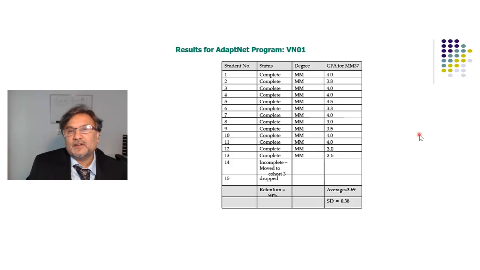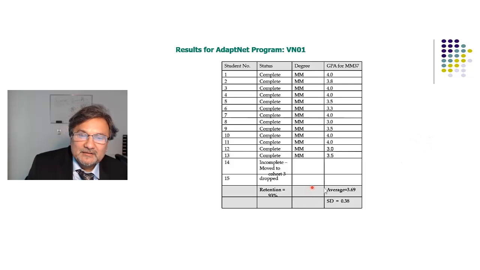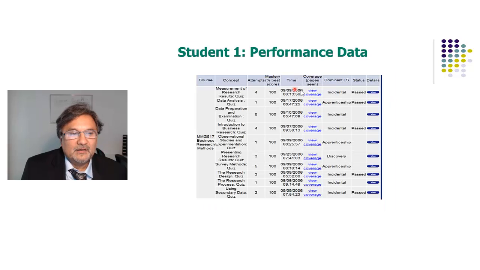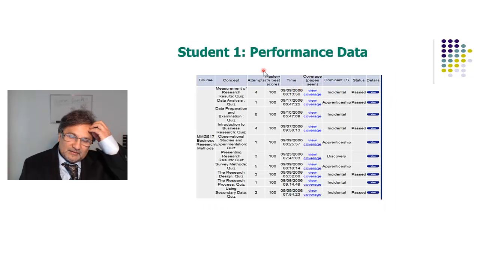Mostly online education MBA programs only do 50 to 60% degree completion. We had 93% degree completion, and the average grade was 3.96 out of 4.0. So they had very high competency in learning. Here we were able to monitor the classroom, and we also look at individual student performance.